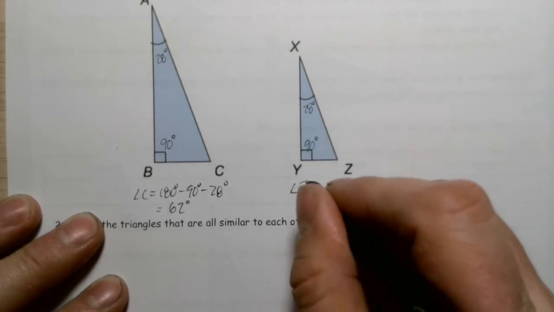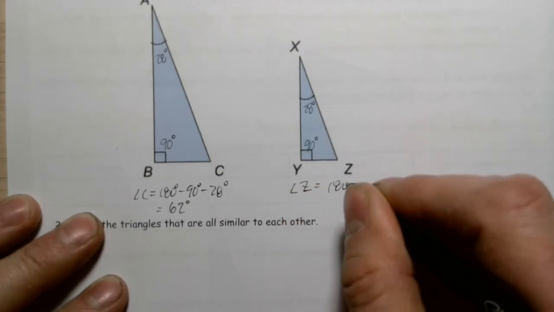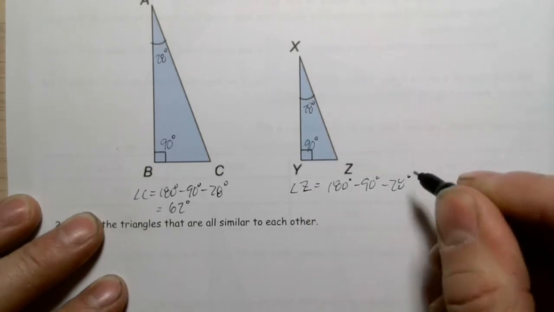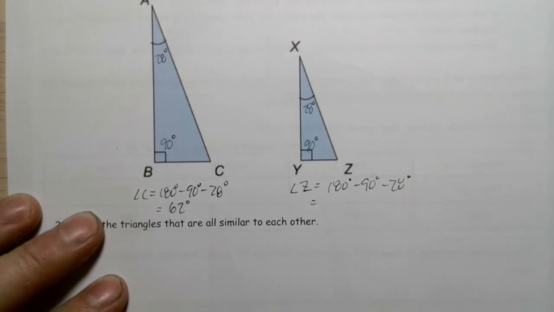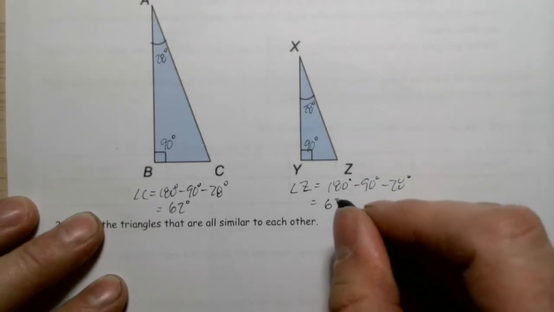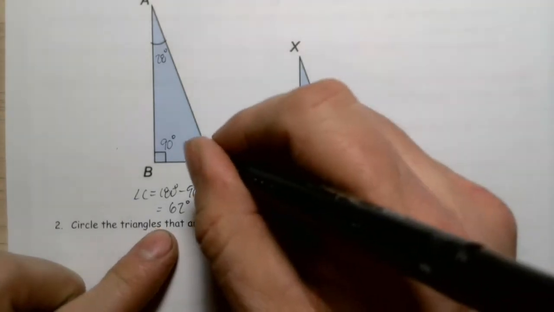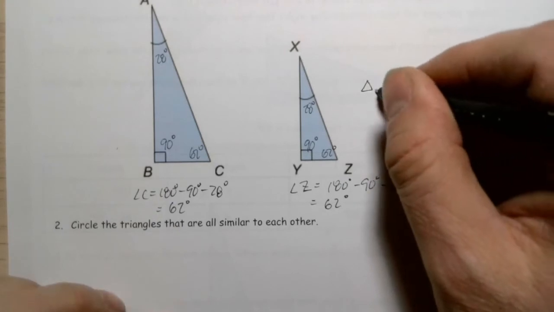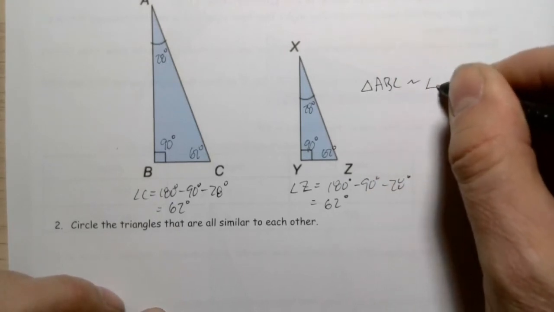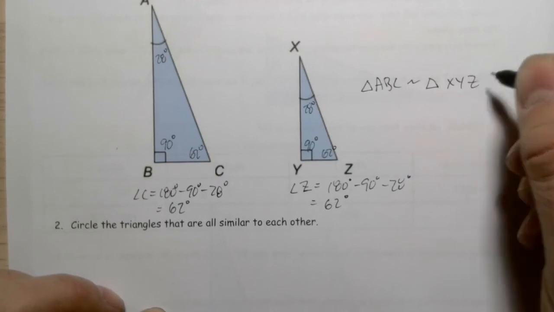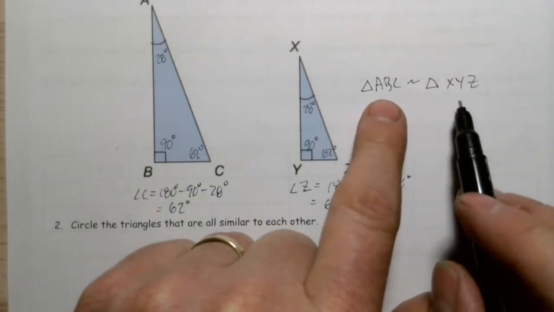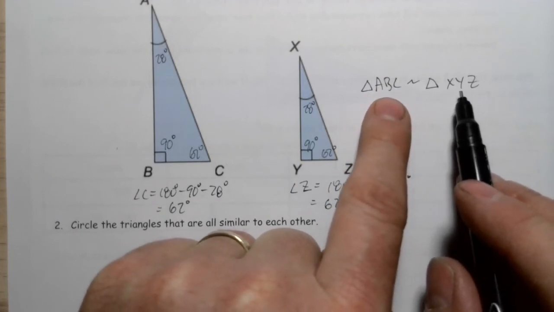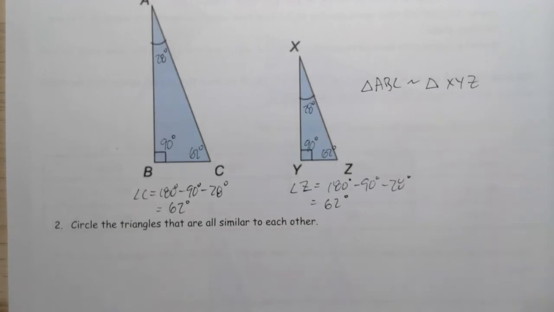Well, Z, I'm going to get the same way. I'm going to take 180, the sum, minus the 90, the right angle, minus that 28 that I know, and what I'm left with should be the same. If I do that in my calculator, I get 62 degrees. Now, because all the angles here are equal, I know that triangle ABC is similar to triangle XYZ. I have to be careful to put them in the right order. Angle A and X are the same size. Angle B and Y are both the right angles. And angle C and Z are both 62.